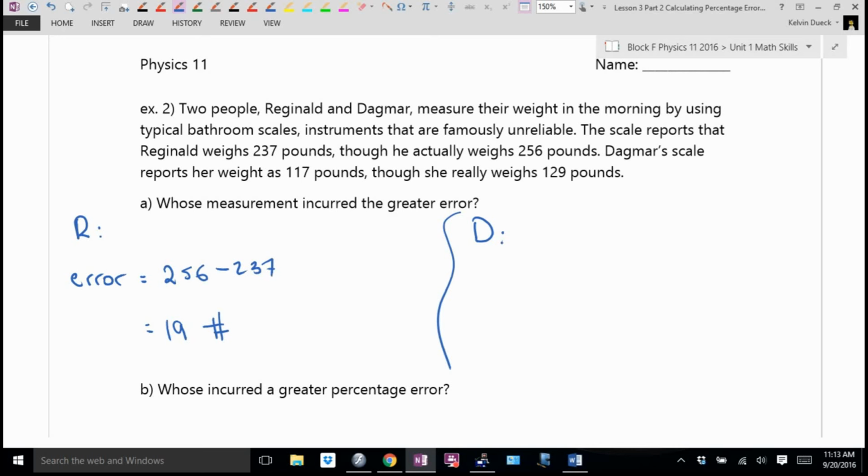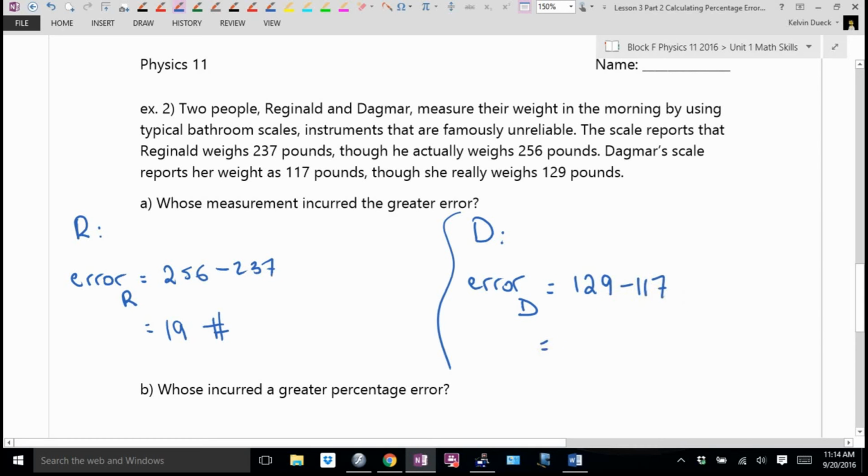fine. Dagmar. How about error, and let's put an R down there for Reginald. Error D for Dagmar. It's going to be bigger minus smaller. 129 take away 117. To subtract 12? Or am I wrong? Is it 12? Yeah? 12 pounds. Who has a greater error?